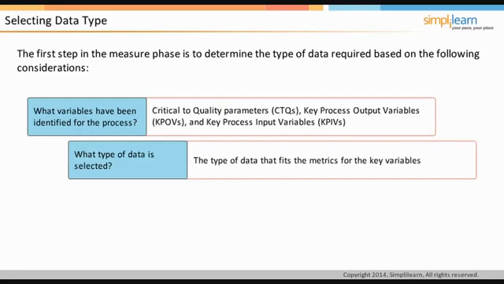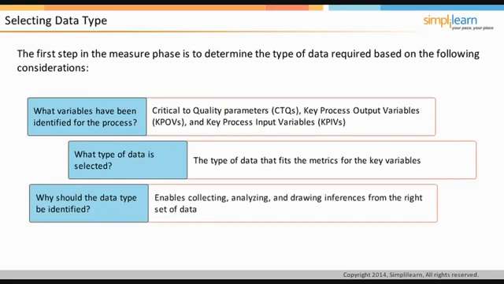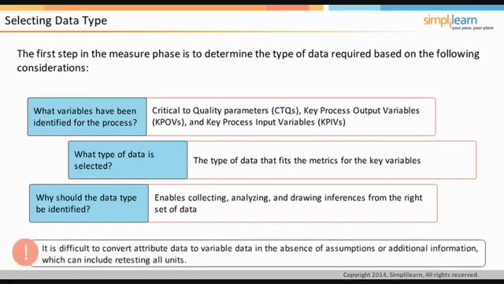The question now arises, why should the data type be identified? This is important, as it enables the right set of data to be collected, analyzed, and used to draw inferences. It is not advisable to convert one type of data into another. Converting attribute data to variable data is difficult and requires assumptions to be made about the process. It may also require additional data gathering, including retesting units.